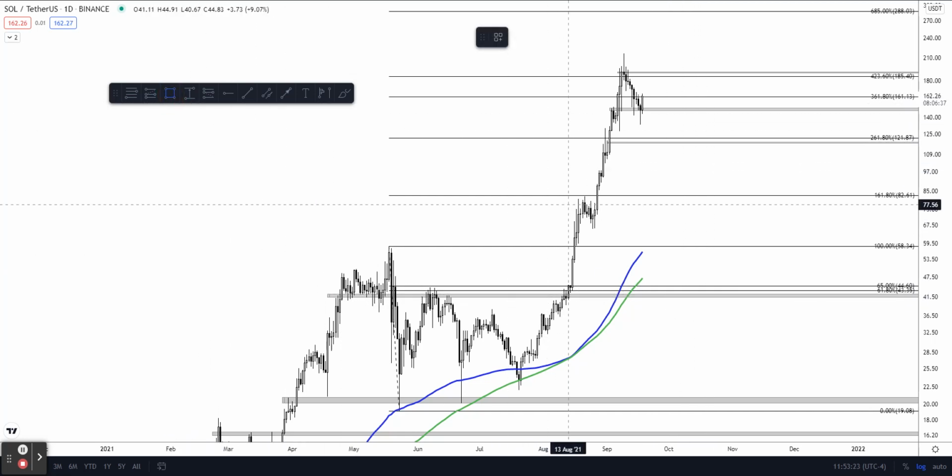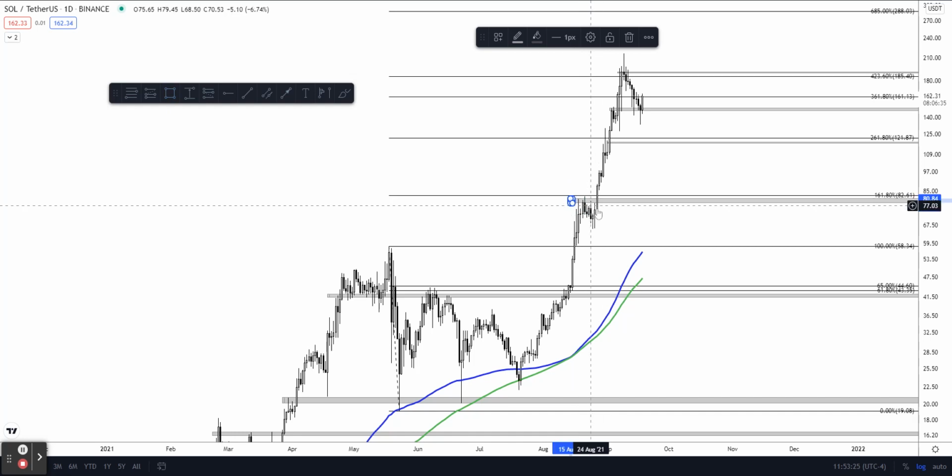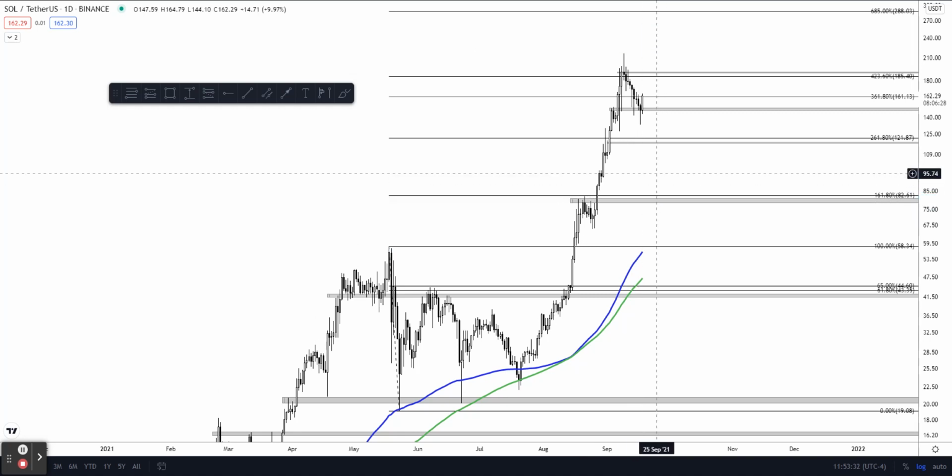And same exact thing here. We can draw our daily demand zone. There's probably some 4-hour demand somewhere in this region. There's a decent chance that you never see this region again. So instead, what I like to do is ask myself, what is this coin trending along?